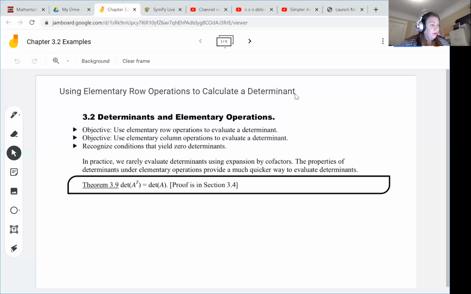I'm going to go through some of our theorems here a little out of order. Theorem 3.9 tells us that the determinant of A transposed equals the determinant of A. We're going to come back and see that proof in section 3.4 next week. For now, we will take this as a property that we can use, and then we'll see why it's true down the line.